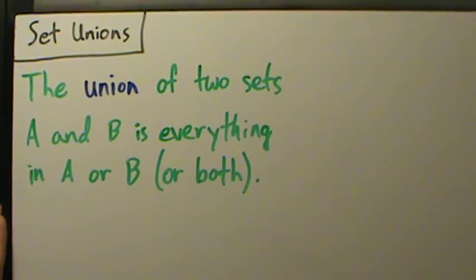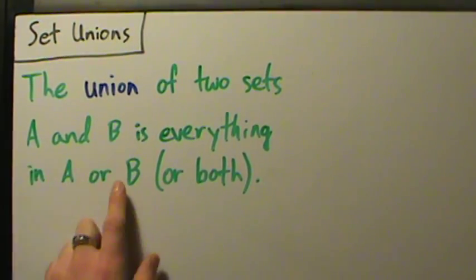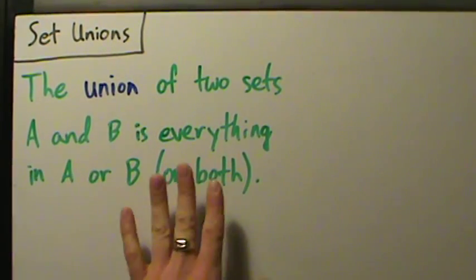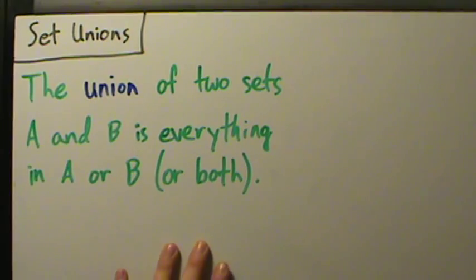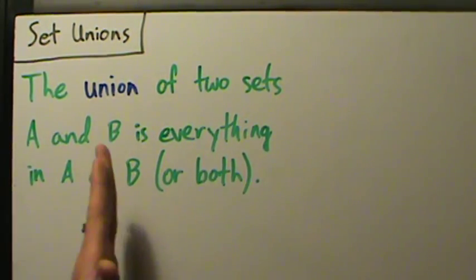All right, let's go ahead and start talking about unions of sets. So the union of two sets, A and B, is everything that's in A or in B or in both. When we talk about unions, this "or both" is sort of implied, so we don't really have to be explicit about that. It's just implied that we mean A or B or both.